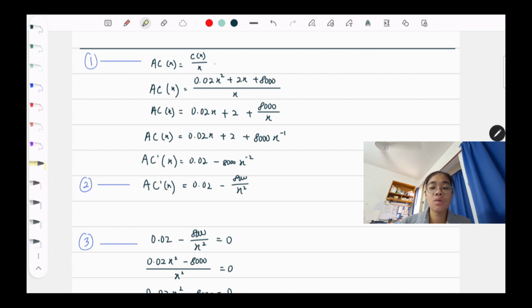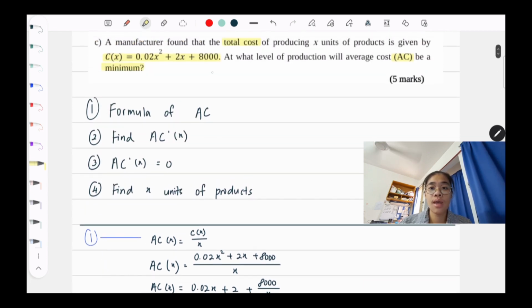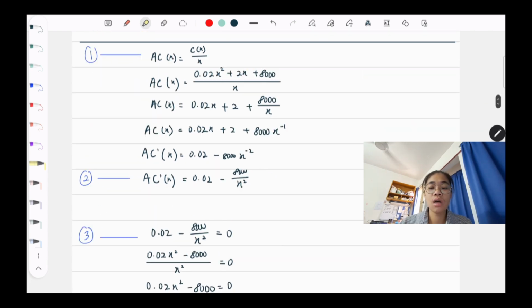So AC(x) equals total cost over x, where the total cost we can take from the question, which is 0.02x squared plus 2x plus 8,000, divided by x. So we get AC(x) equals 0.02x plus 2 plus 8,000 per x. And then for the next step, AC(x) equals 0.02x plus 2 plus 8,000x to the power of negative 1.